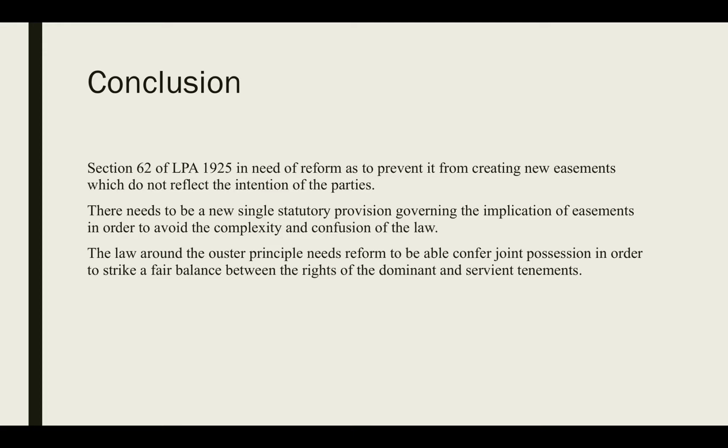To conclude, I have analysed 3 aspects of the law of easements that are in need of reform. The first area that I have analysed is Section 62 of the Law of Property Act 1925, which is in need of reform to prevent it from creating new easements which do not reflect the intention of the parties. The second area is the law around the implication of easements, which is in need of a new statutory provision governing implication in order to avoid the complexity and confusion of the law. And the third area is the ouster principle, which needs to be able to confer joint possession in order to strike a fair balance between the rights of the dominant and servient tenements.